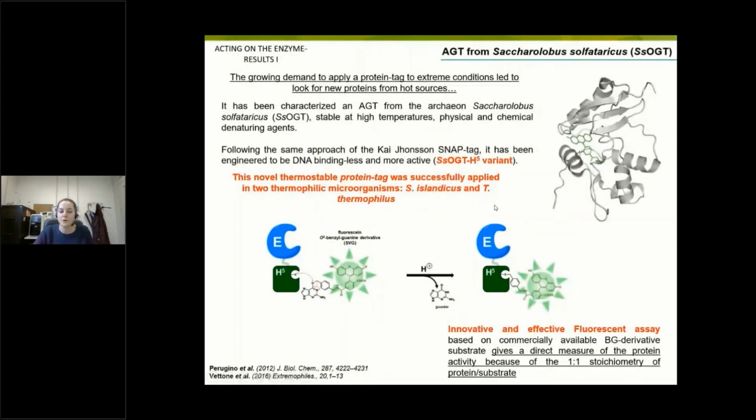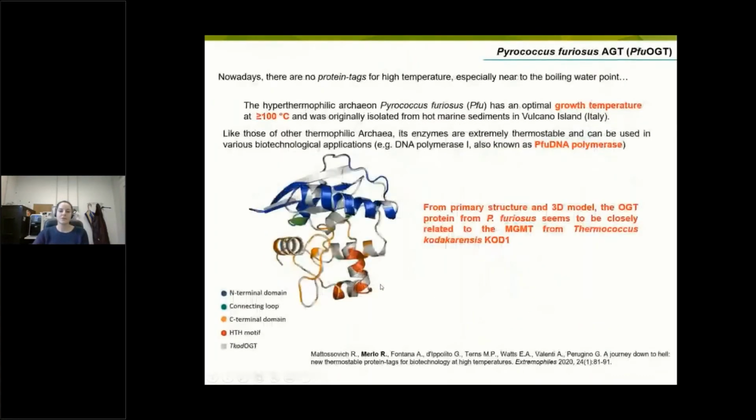But our group developed also an innovative and effective fluorescent assay to study the activity of the AGT, in particular by using the SNAP-Vista substrate or other BG derivative molecules, which gives a direct measure of the activity of the protein because of the one-to-one stoichiometry between the protein and the substrate. Because, I remind you, one AGT can perform only one reaction with one substrate.